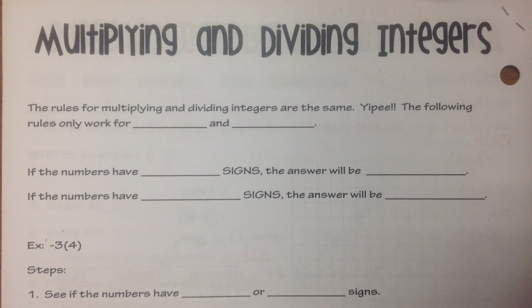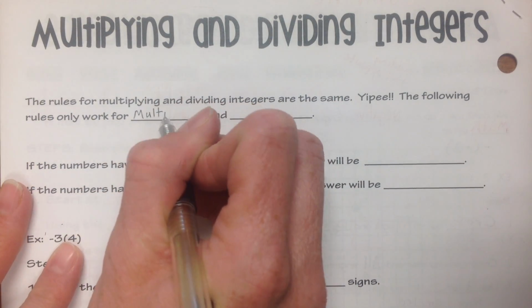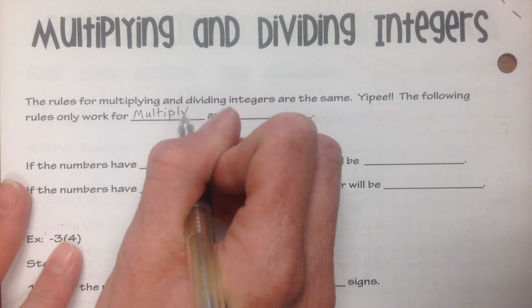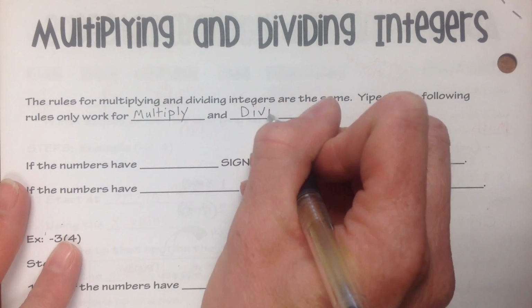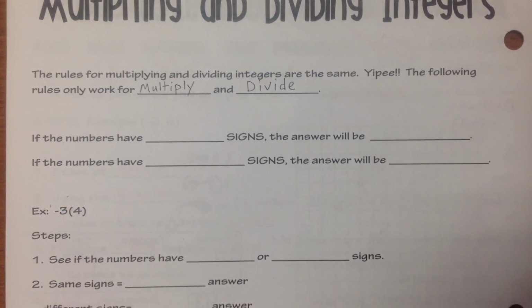Yay! Okay, this is multiplying and dividing integers. We just talked about the rules. Therefore, let's write them here. The rules for multiplying and dividing integers are the same. Woohoo, right? The following rules only work for multiplying and dividing. Do not mix them up with adding and subtracting, okay? So you must only use these for multiply and divide. Don't start mixing them up. That would be very, very bad.